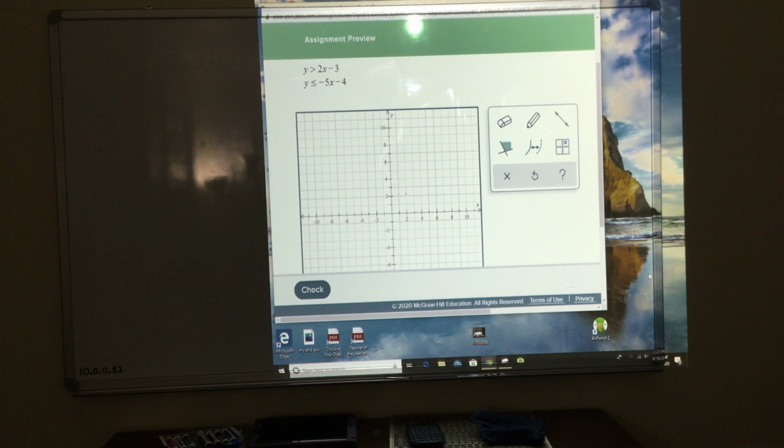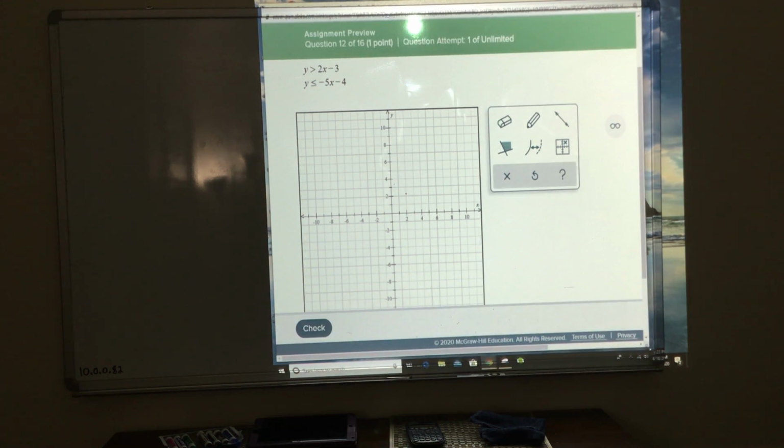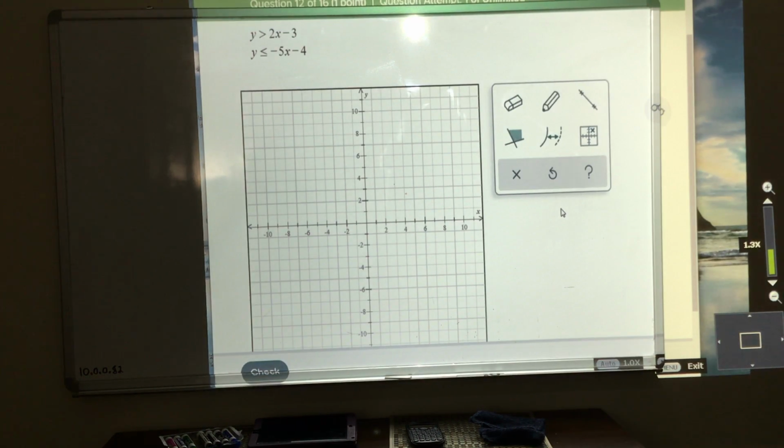Okay, so what we are doing is graphing a system of inequalities. That means there are two at the same time. So I'm going to start with the top one. Can you read that where it says y is greater than 2x minus 3? Let me see what I can do to help us all to see that better. That a little better? Okay, so 2x minus 3, there's no equal sign, that's going to be a dashed line.